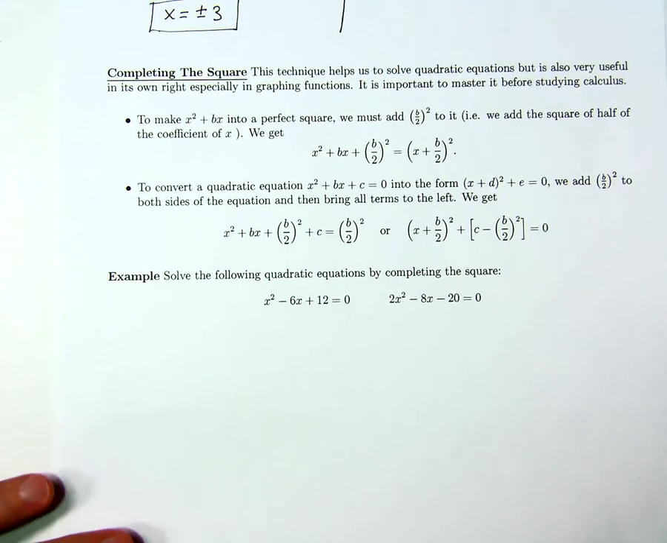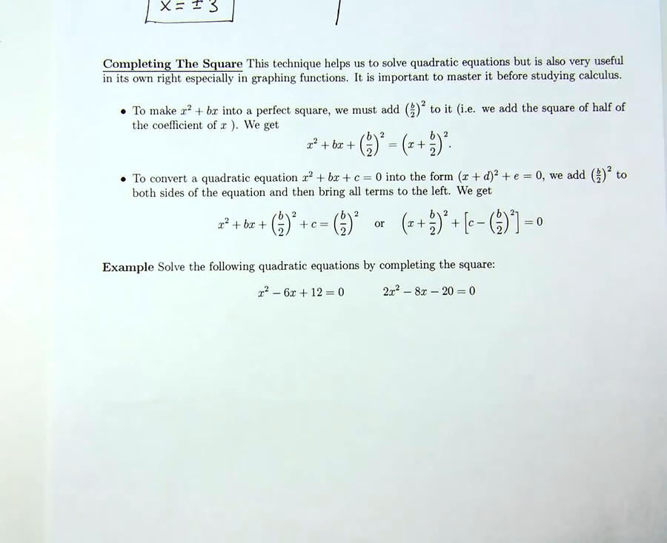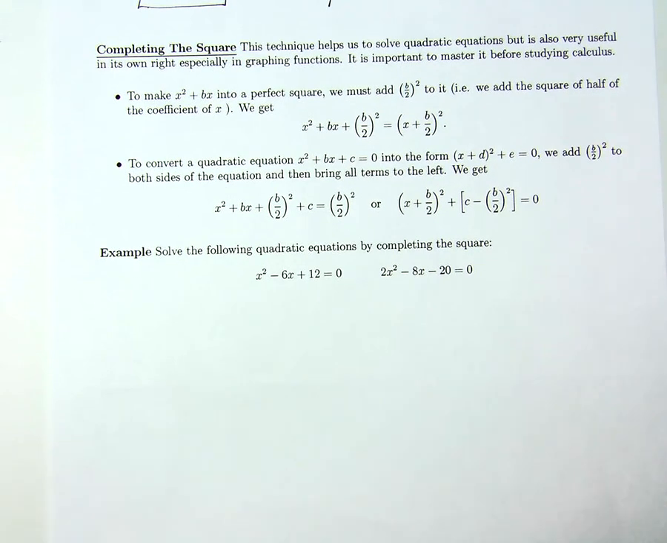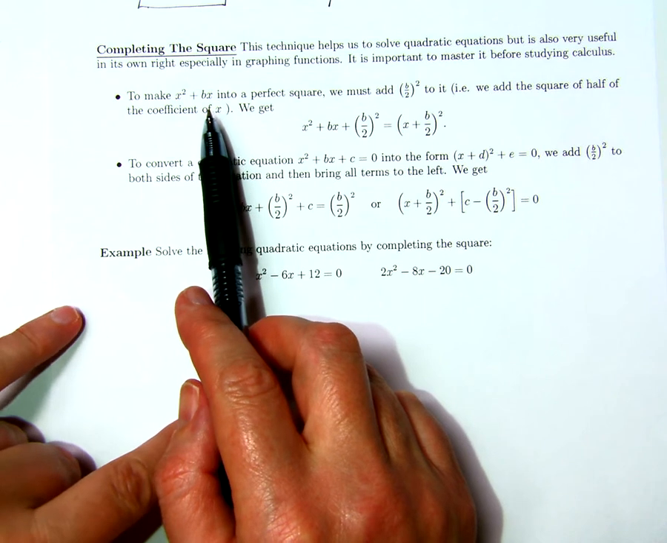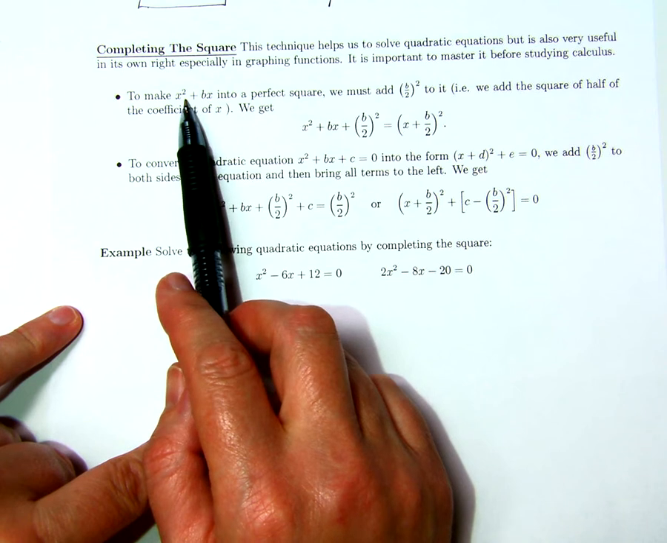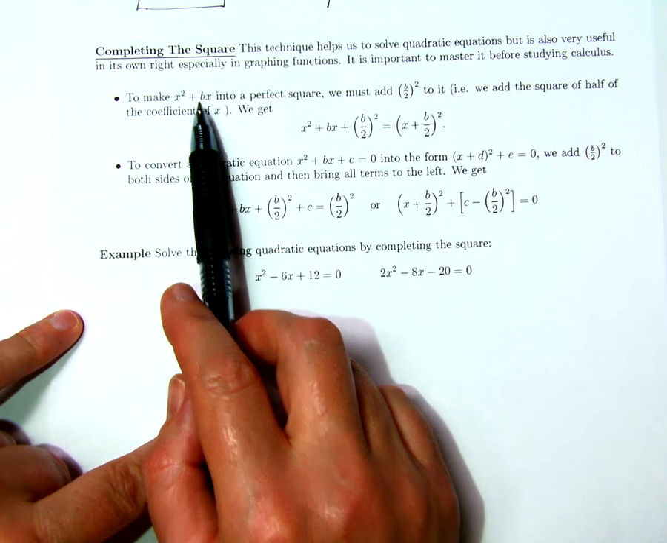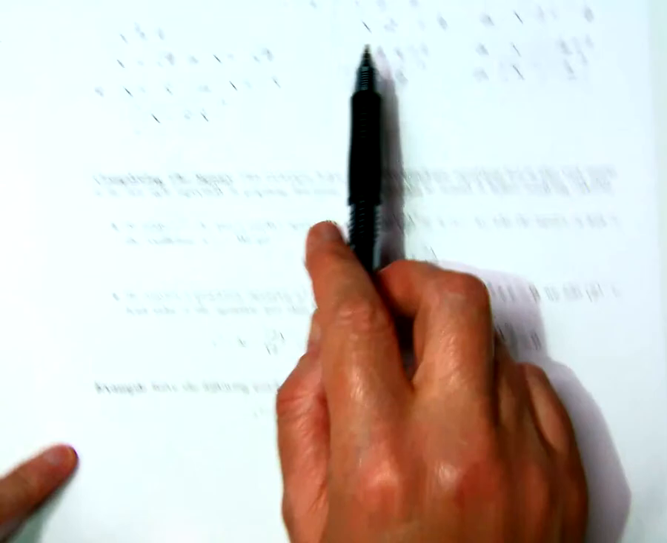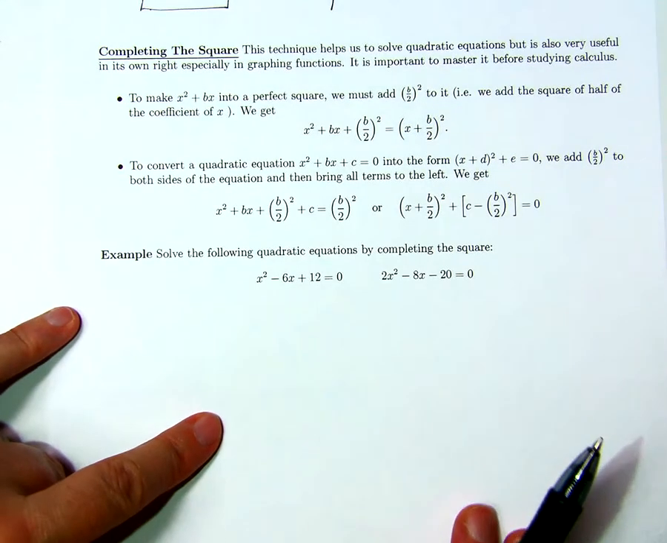Now we're going to look at a technique called completing the square, which will eventually lead us to a general formula, the quadratic formula for solutions to quadratic equations. So we can use this technique to solve quadratic equations, and the idea is to make this part of the equation, x squared plus bx, into a perfect square, and then our equation can be transformed to look like an equation of this form. So how do we do that?